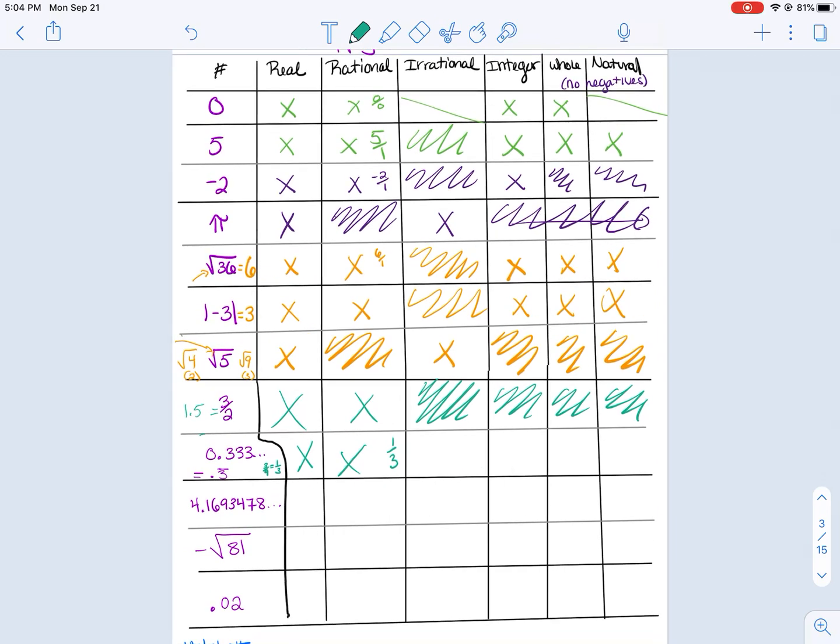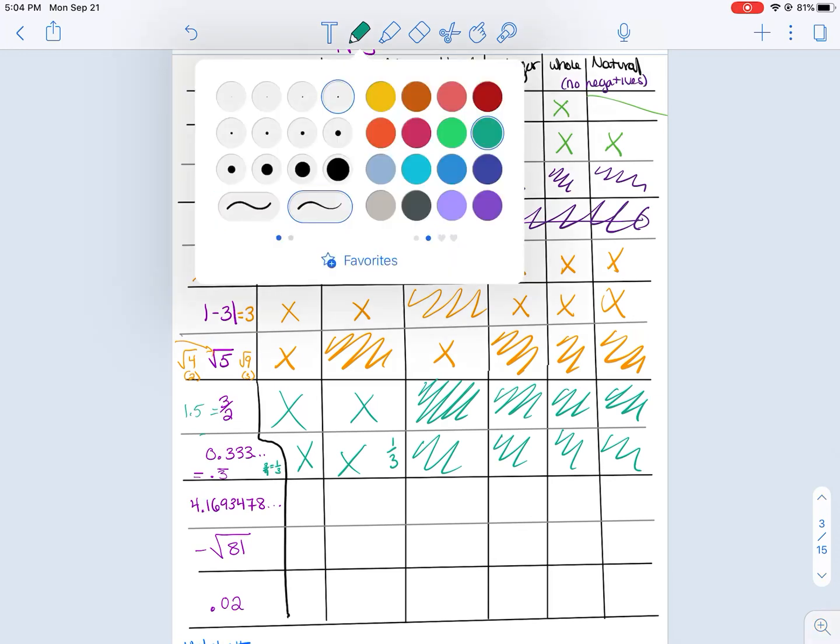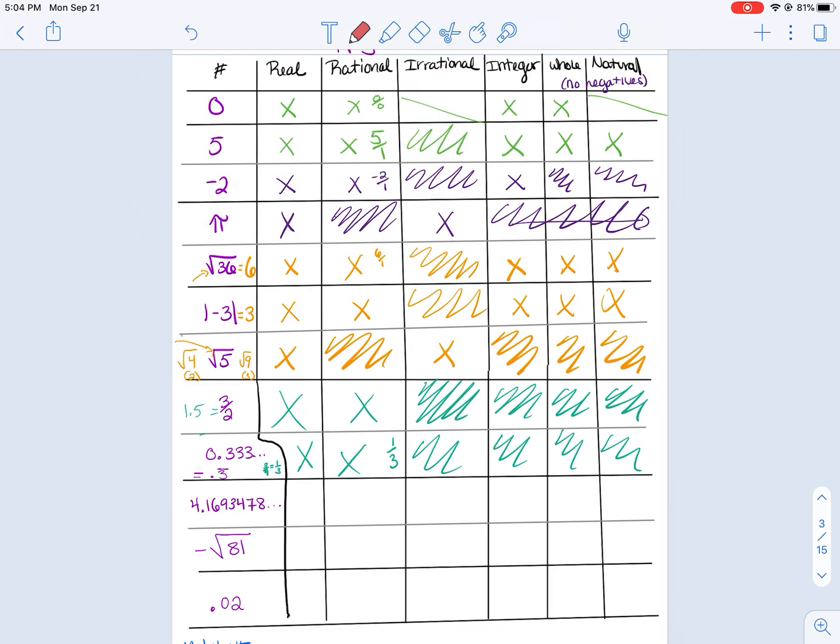And it is a fraction, though, so it's not an integer, nor is it whole nor natural, okay? Same thing here, 4.16934, those are decimal values that do not repeat. So I know it's real, but it is irrational, and if it's irrational, it can't be any of these others. It also can't be those because it's decimal, and it can't be rational.